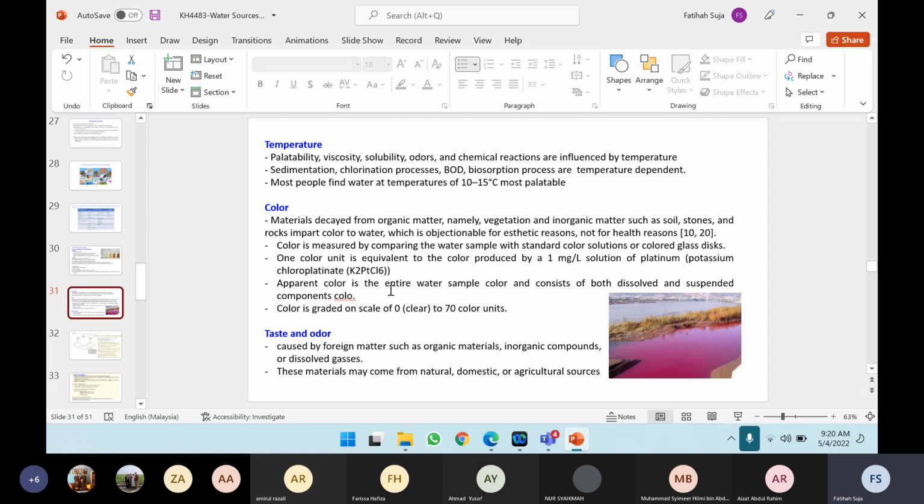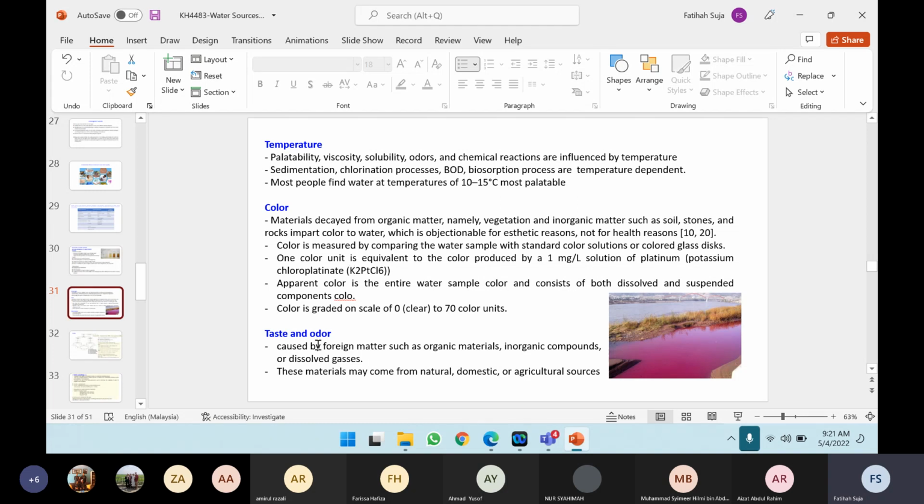Okay, apparent color is the entire water sample color and consists of both dissolved and suspended components. The color is graded on a scale of 0, very clear, to 70 color units. So let's say if you find any river water with these high color units, then you can take this characteristic of the river water to be the water that you want to treat for your design project.